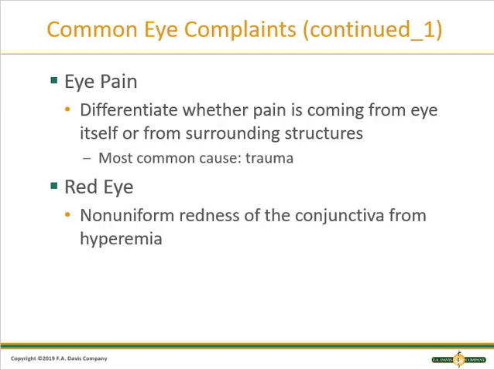The next condition we're going to talk about is red eye, and it's very common in primary care, and it's a non-uniform redness of the conjunctiva from hyperemia. And the most common cause for red eye is viral conjunctivitis, or what we know as pink eye. Other causes of a red eye could be bacterial infection, chemical irritation, allergies, or irritation from inadequate sleep, overuse of contact lenses, irritants, and excessive rubbing of the eyes.